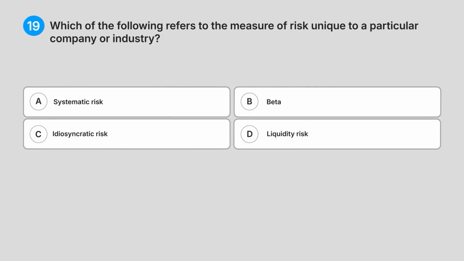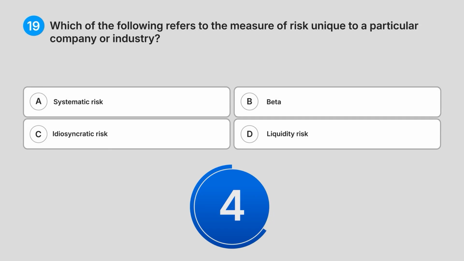19. Which of the following refers to the measure of risk unique to a particular company or industry? A. Systematic risk. B. Beta. C. Idiosyncratic risk. D. Liquidity risk. Do you know the answer?